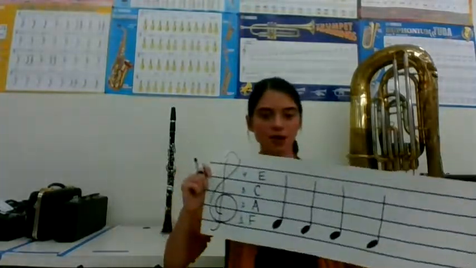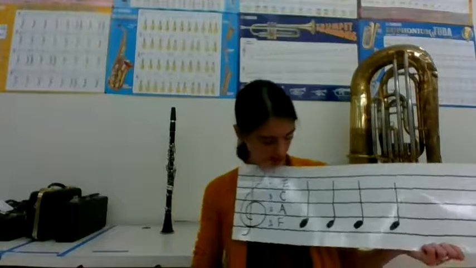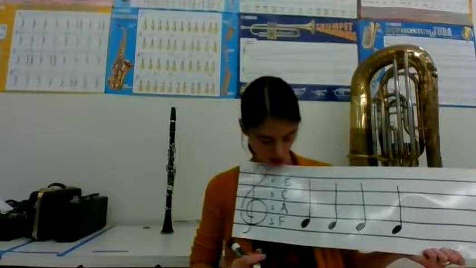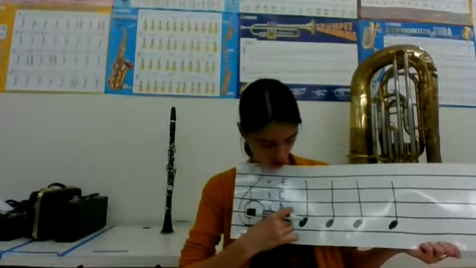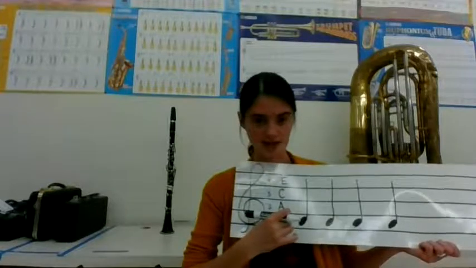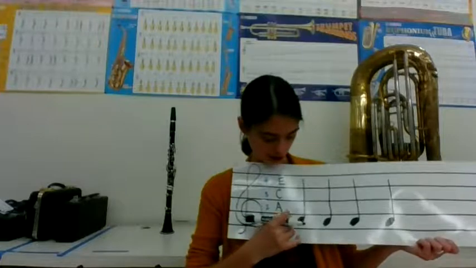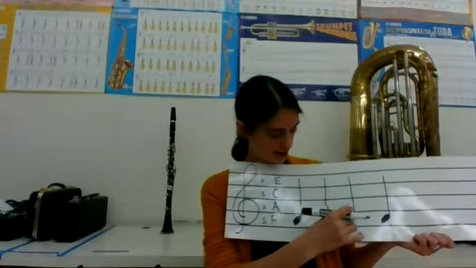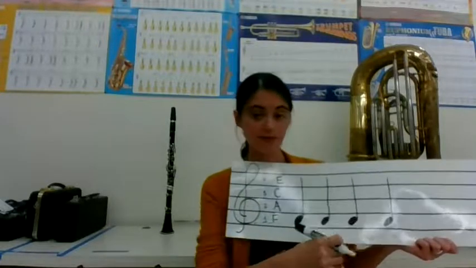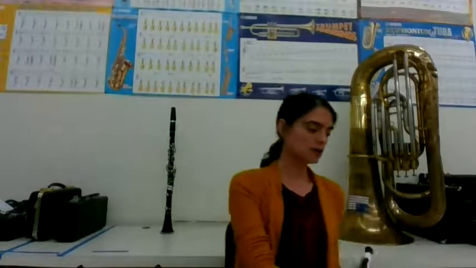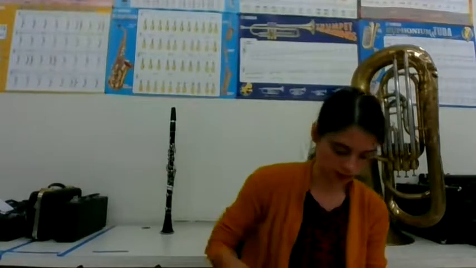So now that you know the letters that go along with the spaces of the treble clef, let's talk a little bit about what happens if you add some notes in. So for my example, you can see that I have 4 quarter notes. My 4 quarter notes are all in the F space, that first space in the treble clef. So I have 4 F quarter notes. F, F, F, F.